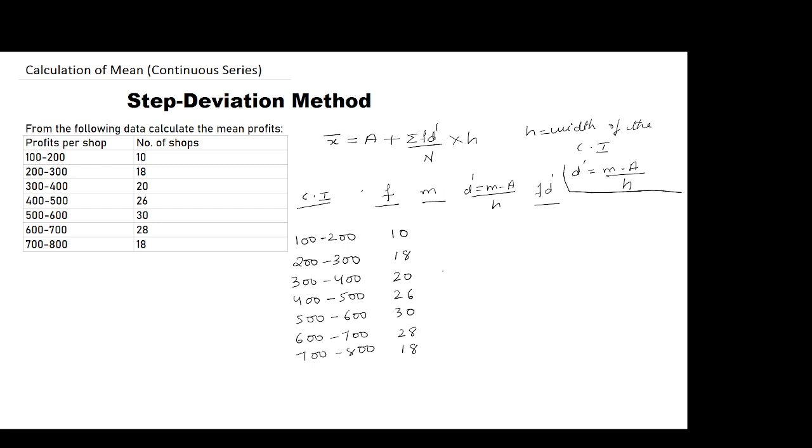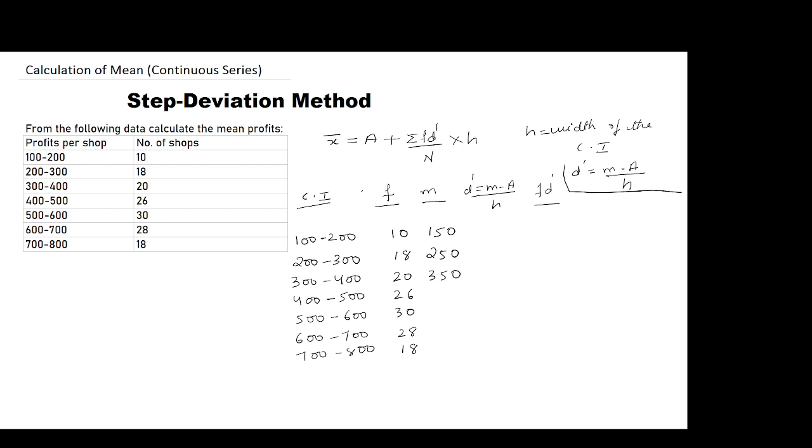Now midpoint of class interval. We know how to calculate midpoint of class interval. Upper limit of the class interval plus lower limit of the class interval divided by 2 gives you the midpoint of class interval. Already we have found in my previous video, that is 100 plus 200, that is 300 divided by 2 is 150. 300 plus 200 is 500, 500 divided by 2 is 250. 400 plus 300 is 700, 700 divided by 2 is 350.